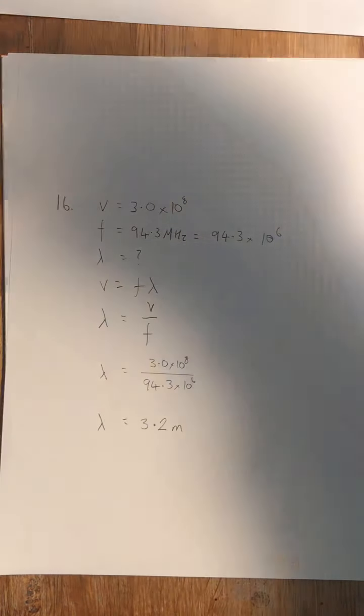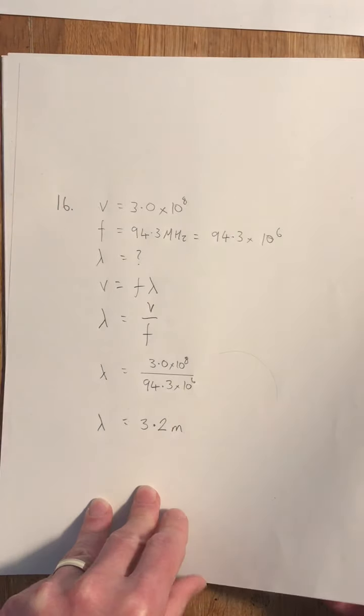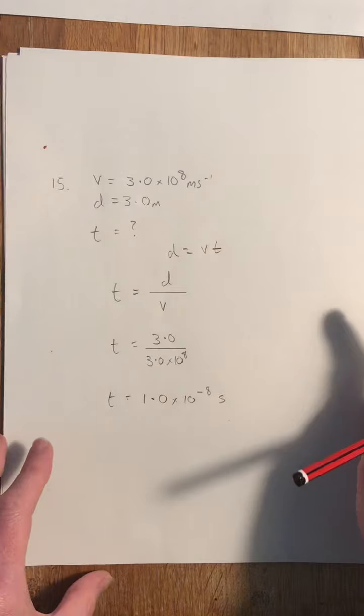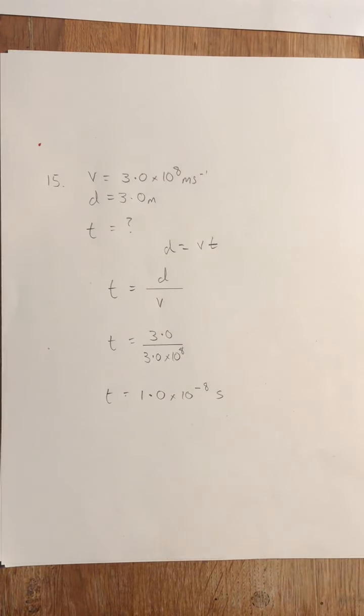So we can use those to answer questions 15 and 16 in our homework questions. So question 15, the speed was given as the speed of infrared waves. It's a question about infrared because it's about a remote control.